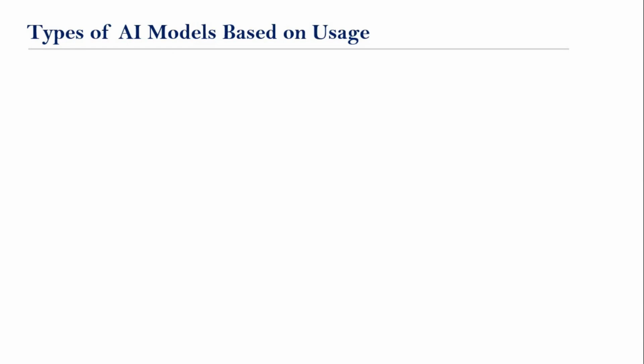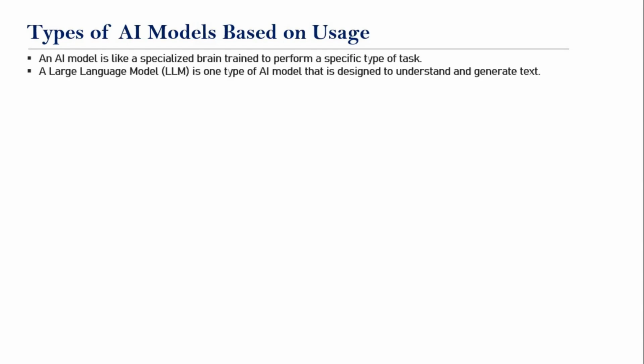Friends, here we are talking about types of AI models based on usage. An AI model is like a specialized brain trained to perform a specific type of task. If you remember in our previous video, we talked about LLMs. An LLM, or large language model, is one type of AI model that is designed to understand and generate text. So simply, an LLM is one type of brain that purely works on text.